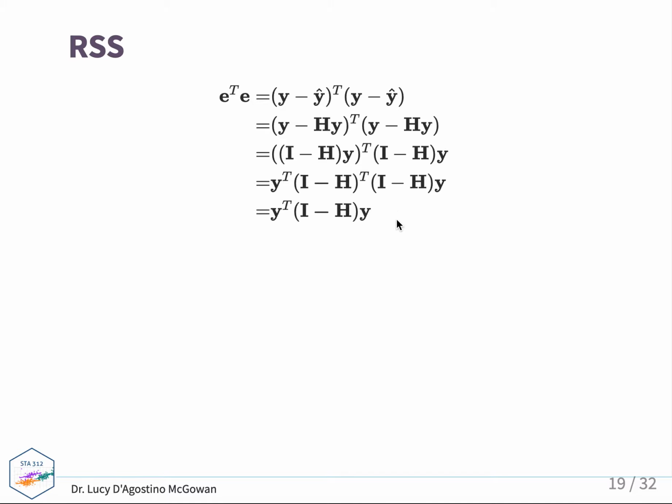The reason we wanted to get it into this nice form is because that allows us to easily take the expectation of this quantity and use some of those rules that I had shown you last time. So let's go on to do that step.